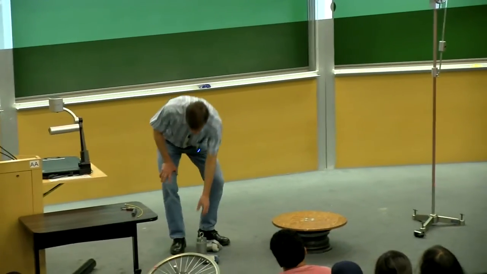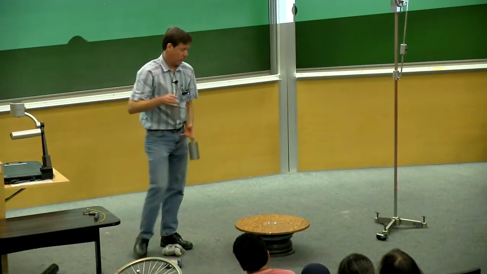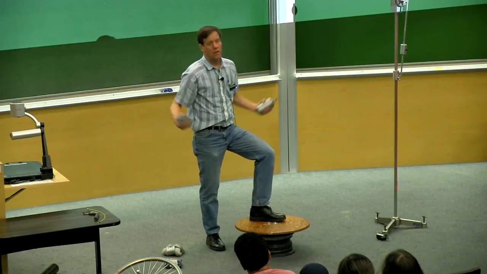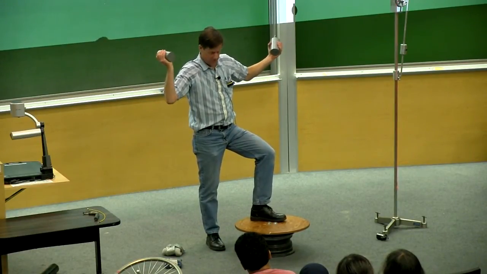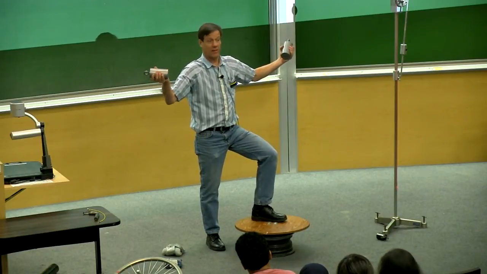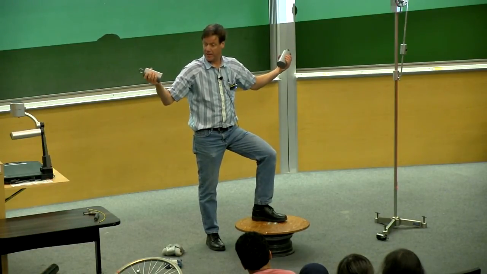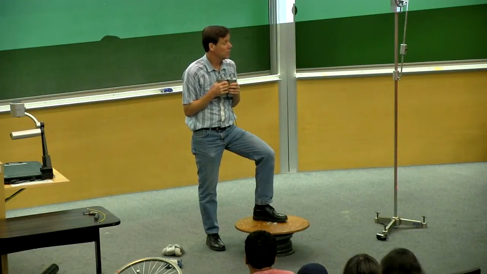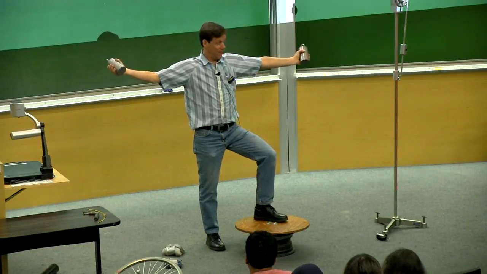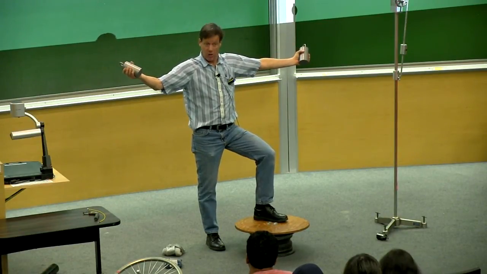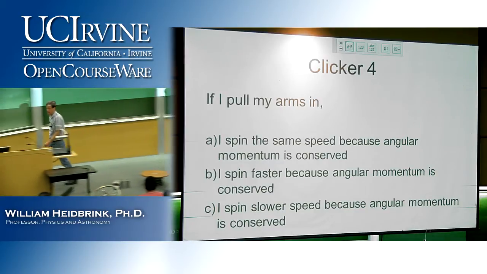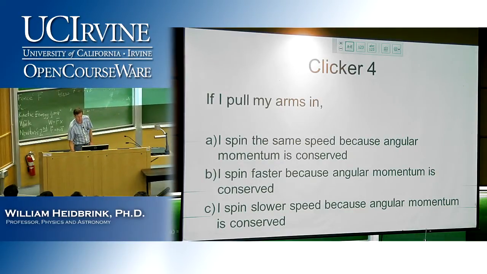Now what I'm going to do is I am going to take this and I'm going to enhance my rotational inertia by holding these weights out. And then of course that means I can adjust my rotational inertia dramatically because I can pull the weights in towards the axis, which makes the rotational inertia small, or I can put them far away from the axis, which makes the rotational inertia large. Okay. So I'll be spinning on there, and then I'll pull the weights in, and what is going to happen?